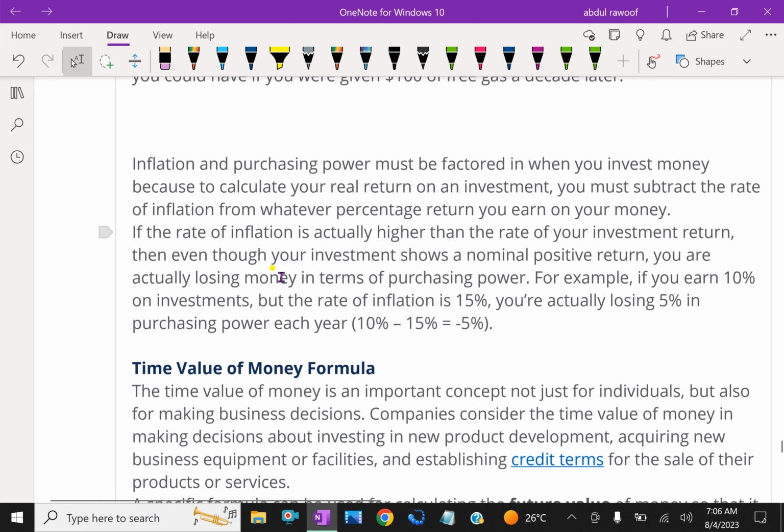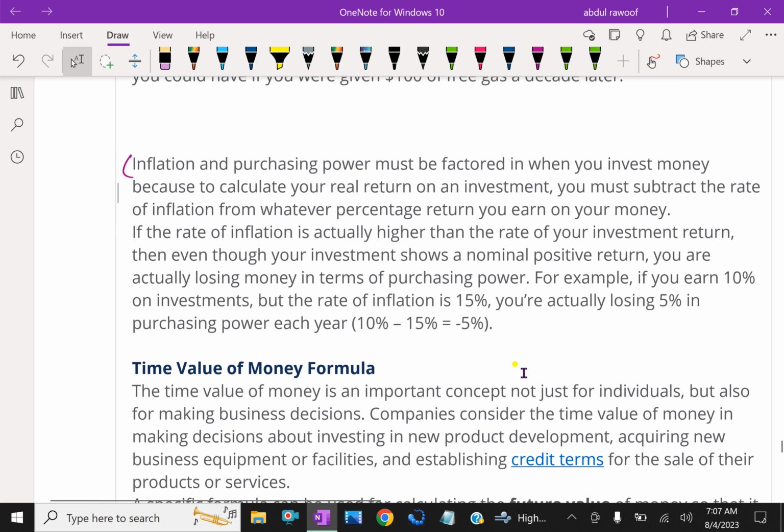Inflation and purchasing power must be factored in when you invest money, because to calculate your real return on an investment, you must subtract the rate of inflation from whatever percentage return you earn on your money. If the rate of inflation is higher than the rate of your investment return, then even though your investment shows nominal positive returns, you are actually losing money in terms of purchasing power.